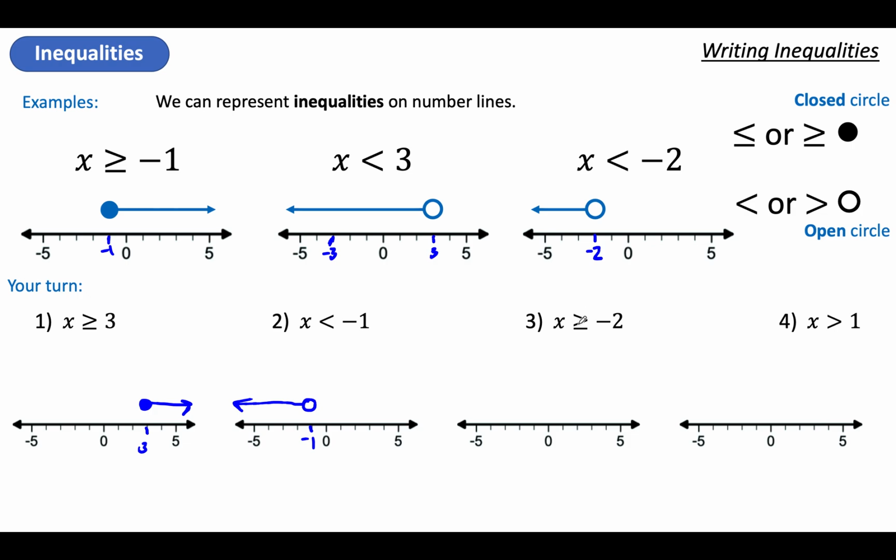Here, x is greater than or equal to -2, so find -2. Put the appropriate circle. This time it's a filled-in circle because it's greater than or equal to, so it includes the number itself. And put an arrow to the right because x is bigger than that. Number 4, x is greater than 1, so identify the number. Put the appropriate circle. This time it's an open circle because it doesn't include 1. It's just greater than 1. And again, it's greater, so it goes to the right. Good. Hope you got those right.